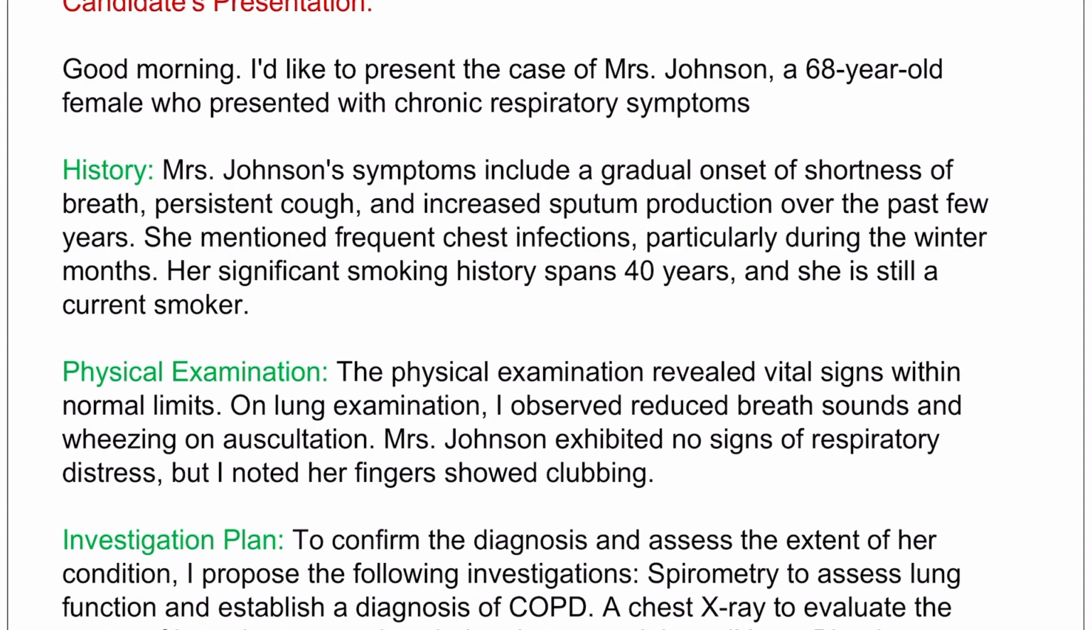Then immediately you will talk about a brief history. Mrs. Johnson's symptoms include a gradual onset of shortness of breath, persistent cough, and increased sputum production over the past few years. She mentioned frequent chest infections, particularly during the winter months. Her significant smoking history spans 40 years, and she is still a current smoker. So this is the first part of your presentation.